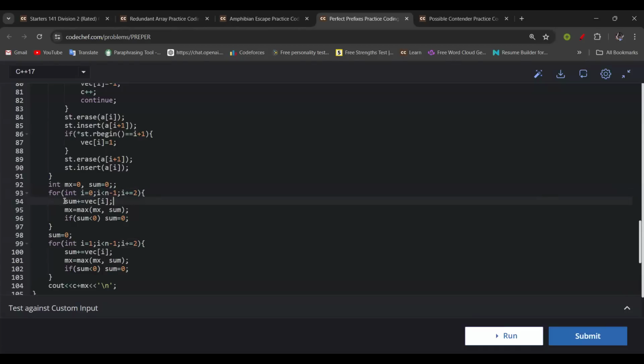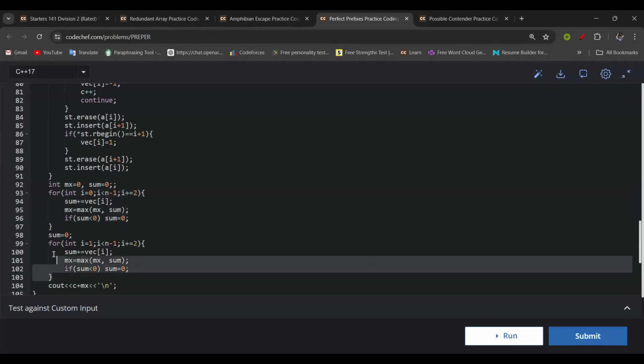In this we just do sum plus equal to vec[i], so we are just adding the current element to our sum. And whatever sum we got, that can be our answer, so just maximize it. If this sum becomes negative, we do sum equal to 0. Then we reset: whatever subarray we had before was giving a negative value, so just ignore that, take an empty subarray and start from the beginning. In this way you can find the maximum subarray sum for even indexes, and the same thing for odd indexes.